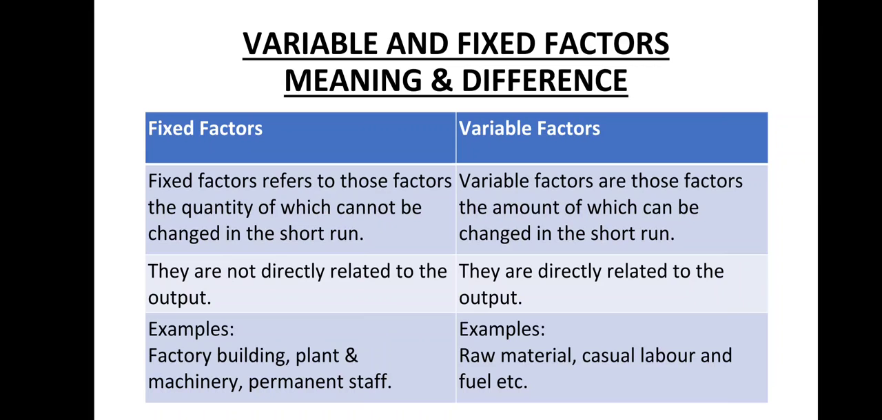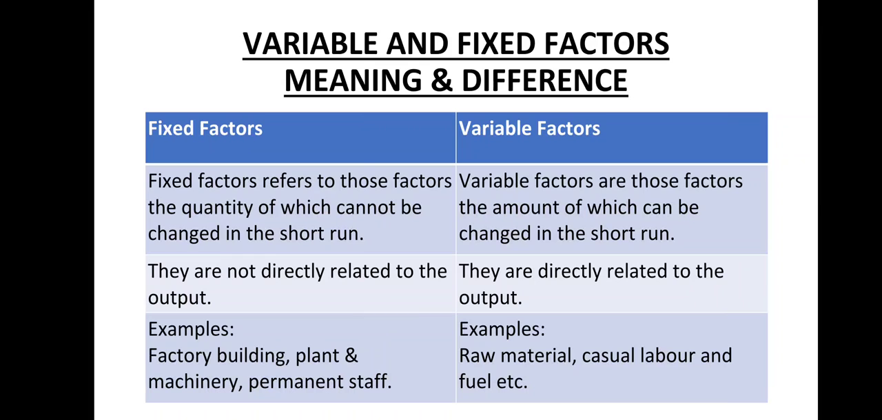Now, under the short run, we have studied that there are two types of factors, that is some factors are fixed factors and some factors are variable factors. Now in this slide we will cover the meaning and difference between the fixed and the variable factors. Fixed factors are those factors the quantity of which cannot be changed in the short run, as they may involve high cost or high investment. On the other hand, variable factors are those factors the quantity of which can be changed in the short run period as well.